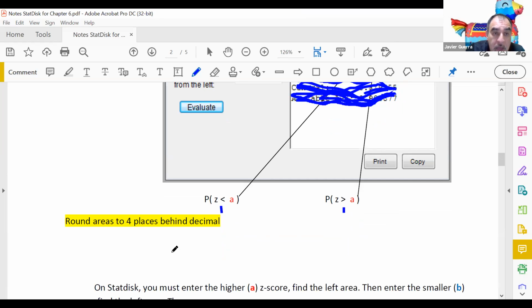Look, ladies, round your answers to 4 places behind the decimal, right? So the previous test that you just took, you rounded to 3. These you have to round to 4 places. So you have to have 4 digits behind the decimal when you calculate the areas, right?